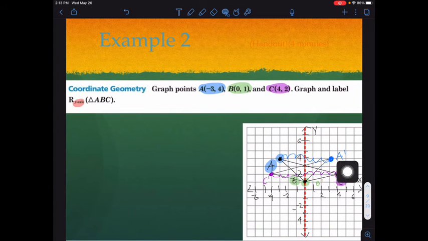Now we can connect points A prime, B prime, and C prime to get the graph of the reflection over the y-axis of triangle ABC. There's a lot going on in this graph right here, so we'll take a look at the answer from the book on the next few slides.